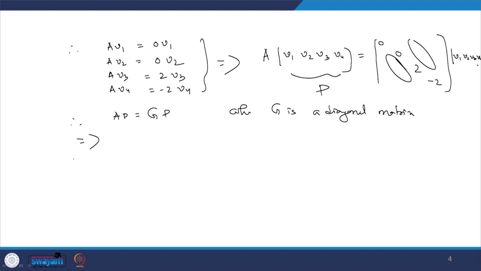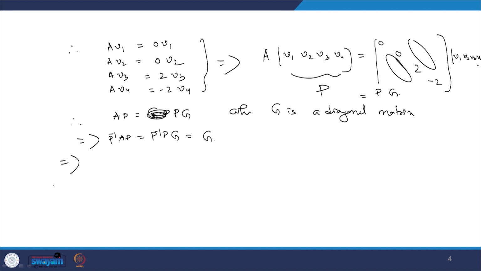So, this implies, and this P is invertible because its columns are linearly independent. So, multiplying by P inverse from the left side, I will have P inverse AP equal to P inverse PG. I can rewrite this as P into G also. So both are the same here. So I can write here P into G. So P inverse PG is equal to the G matrix.